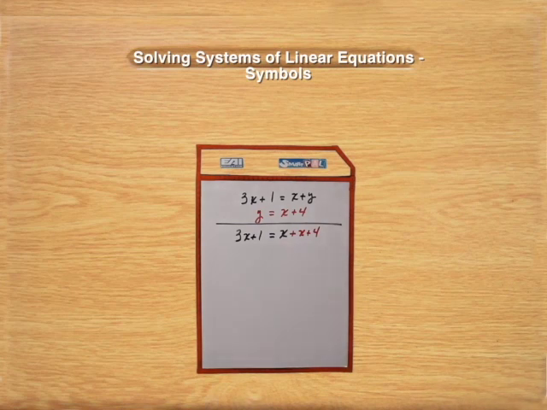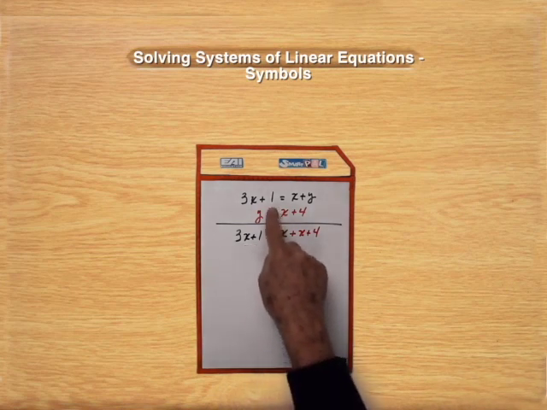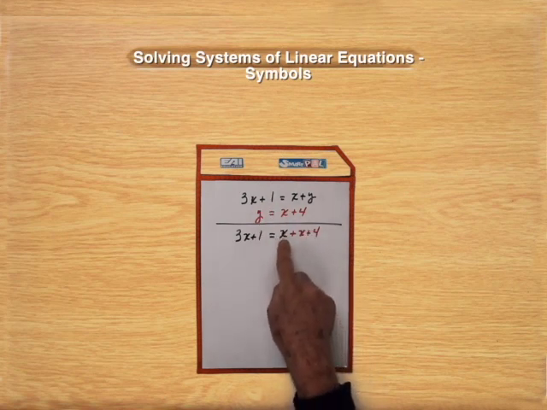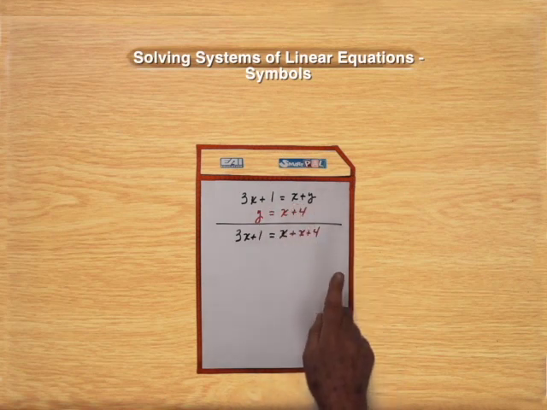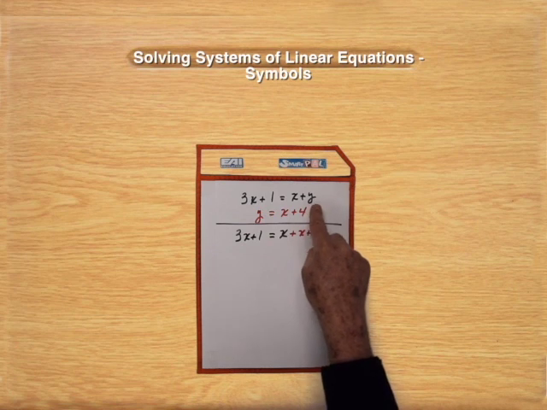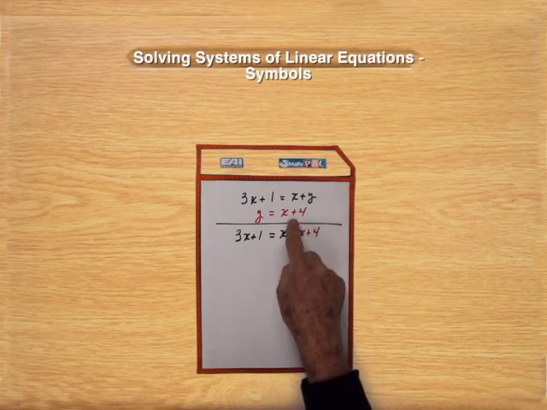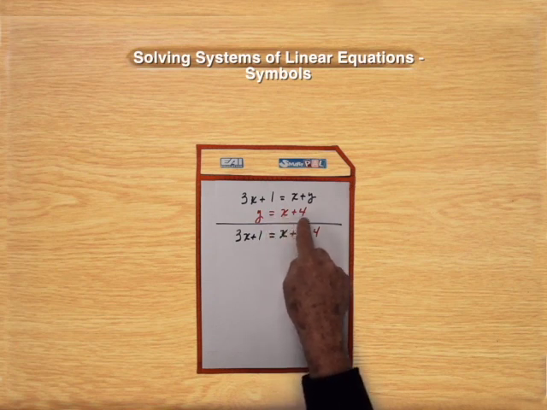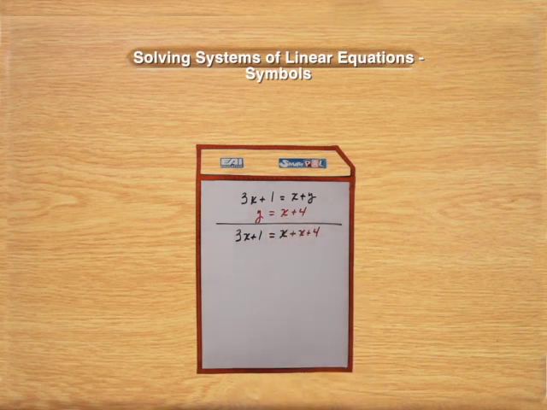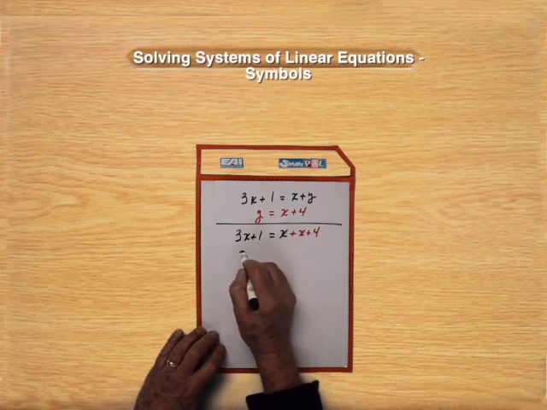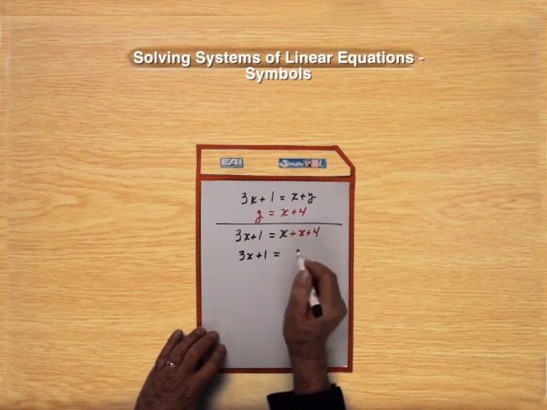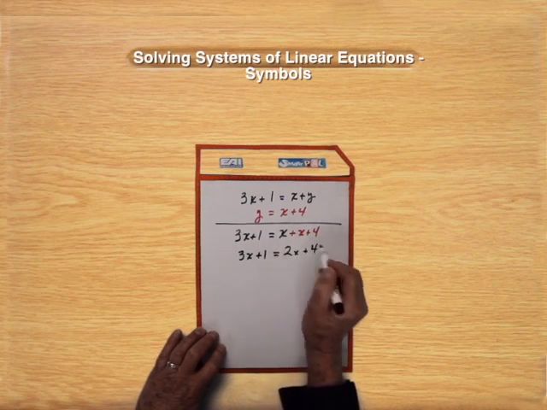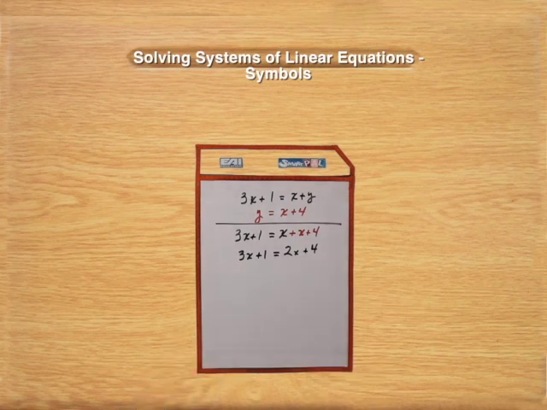So what we have done is, we have 3x plus 1 from the first equation, and the x from the second equation, and all we have done is, instead of writing the y, we've substituted for y what it's equal to, namely x plus 4. So now, let's simplify what we have. We have 3x plus 1 equaling 2x plus 4. And now let's solve this.